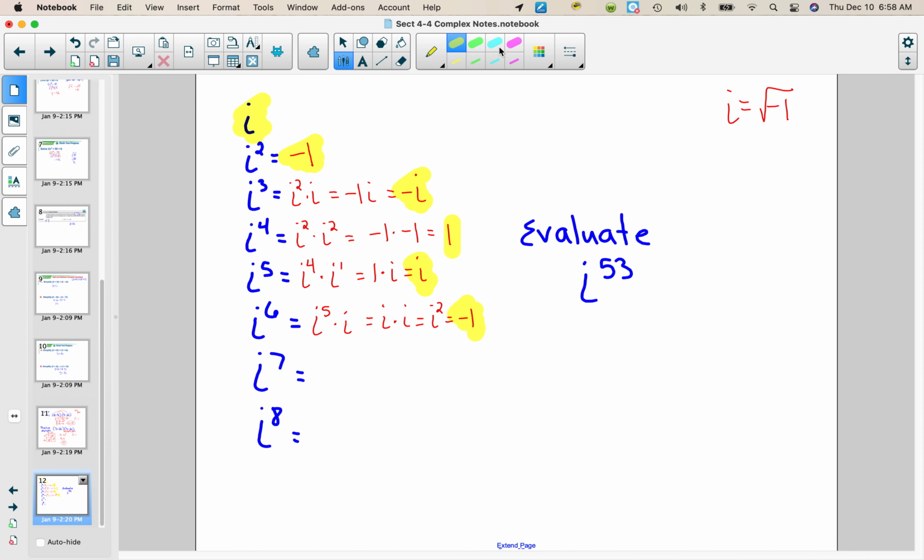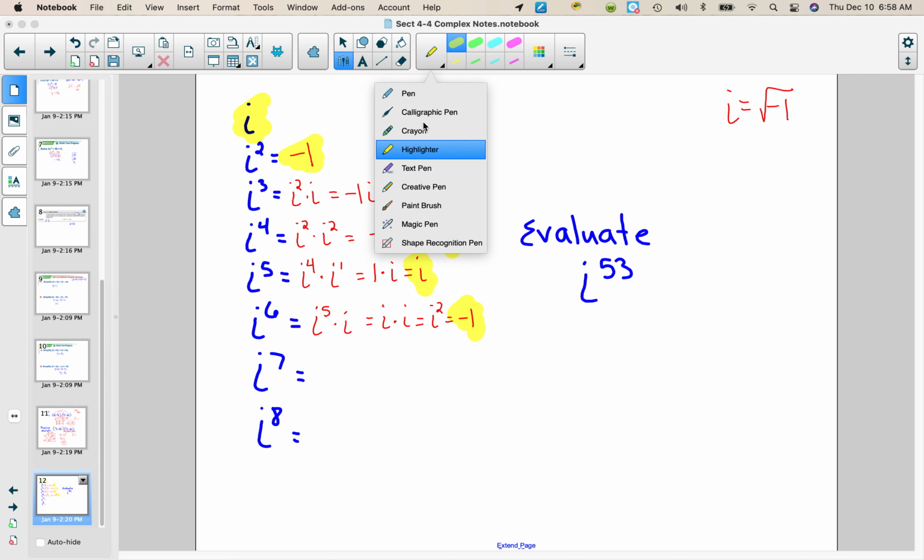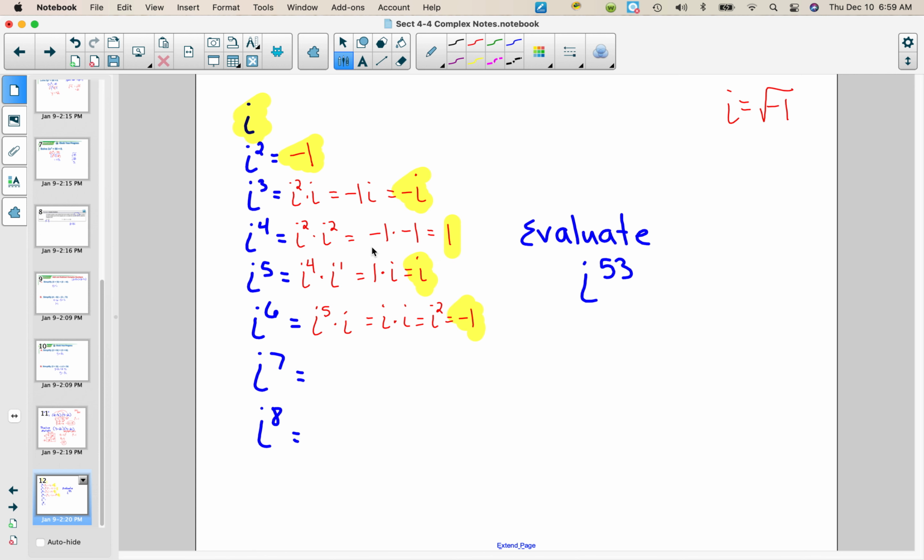So if we kept going, the next one we would have is going to be -i, and then after that is going to be 1. So that's the pattern. So it repeats i, -1, -i, 1. So every fourth, and then it's going to go back again. So it's just going to circle back around.